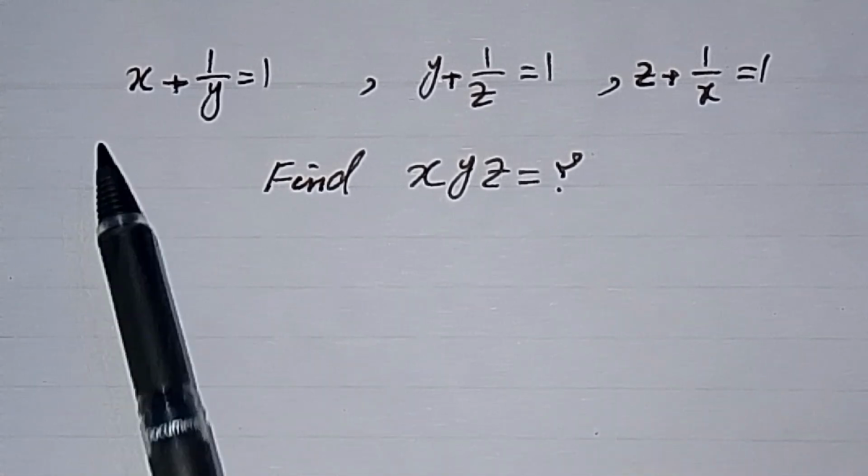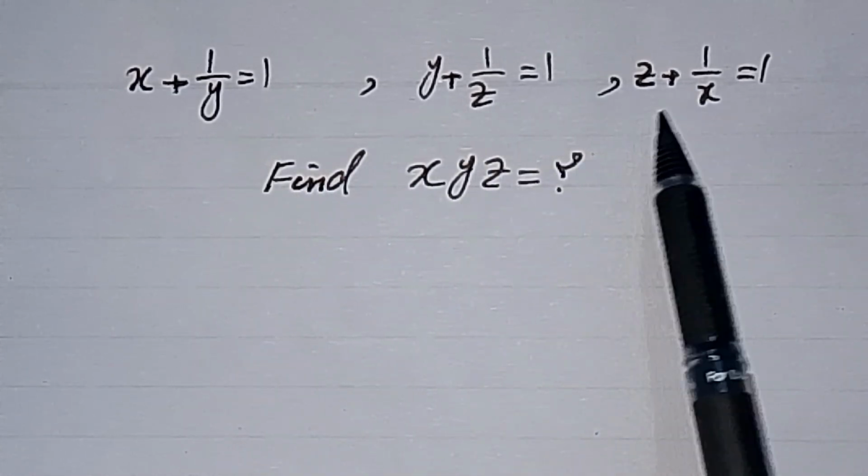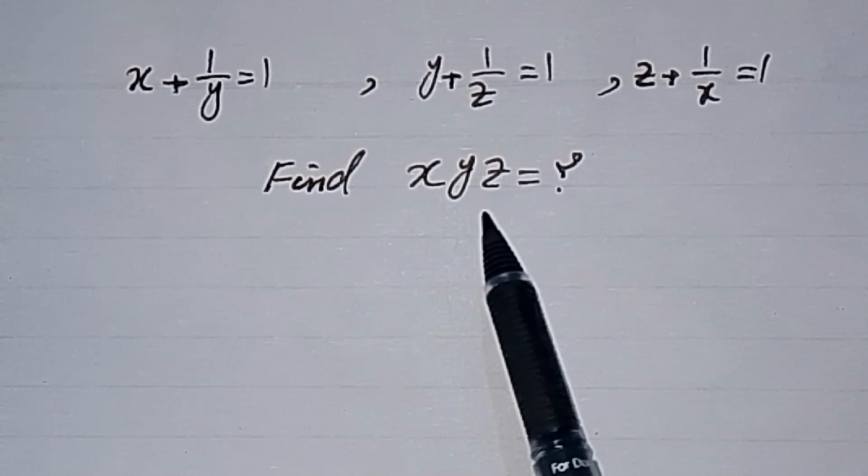The question is x plus 1 over y is equal to 1, y plus 1 over z is equal to 1, z plus 1 over x is equal to 1. Find x, y, z.